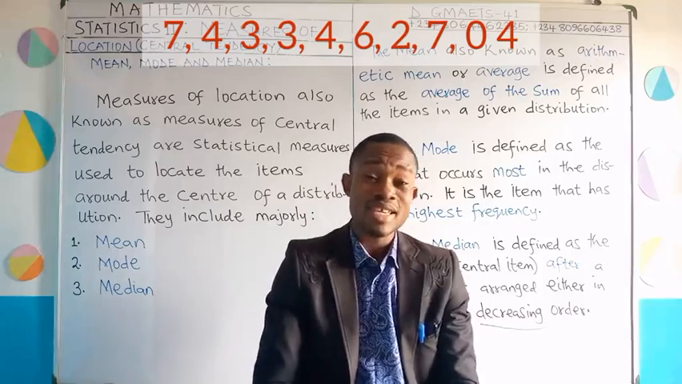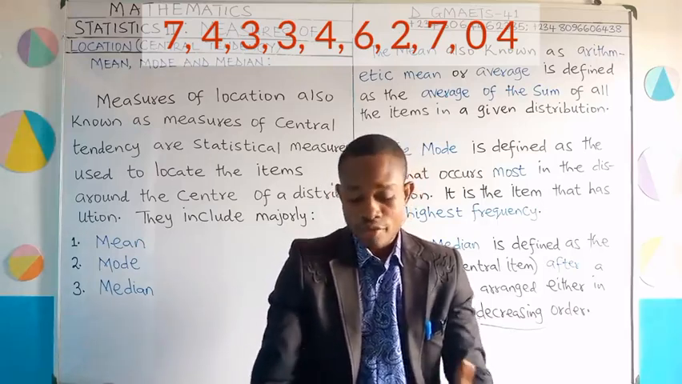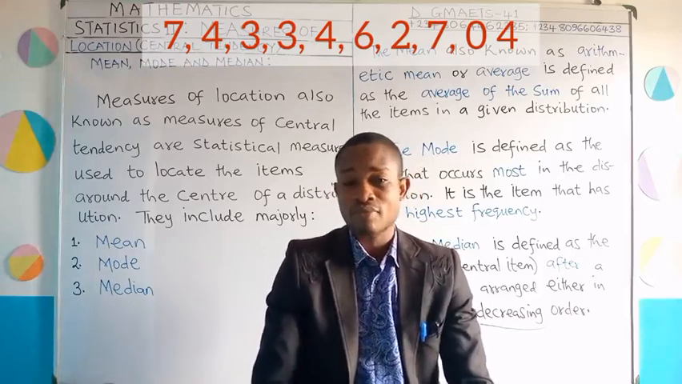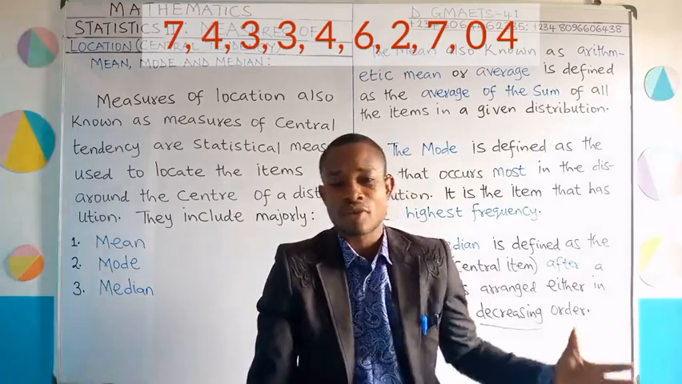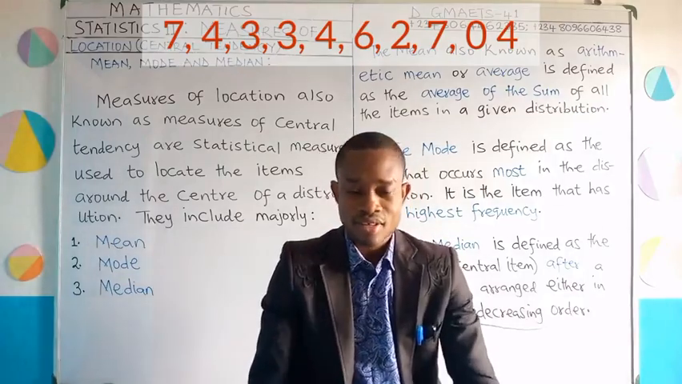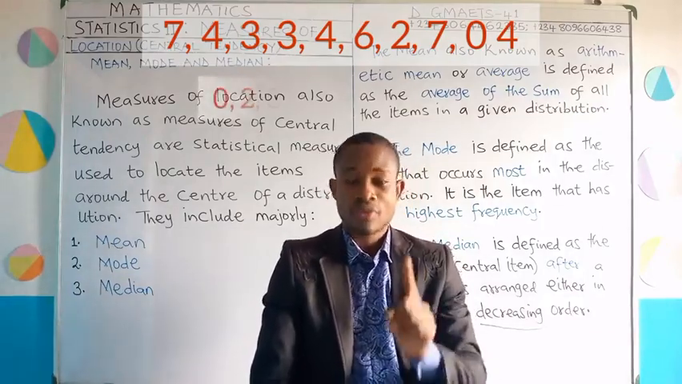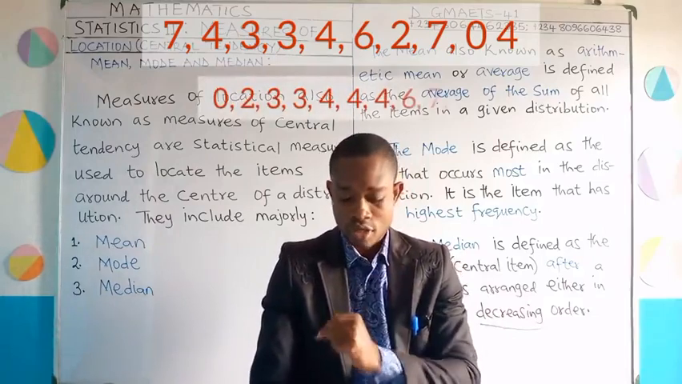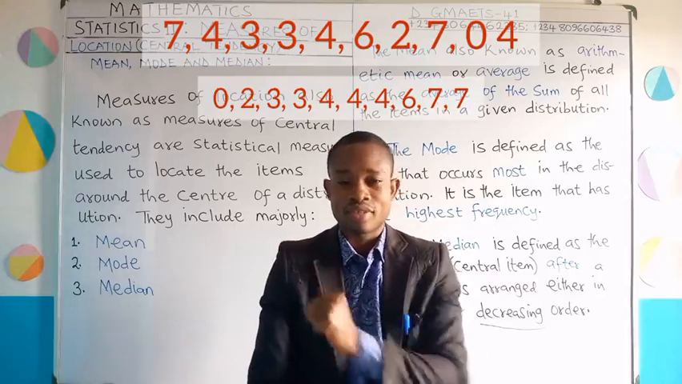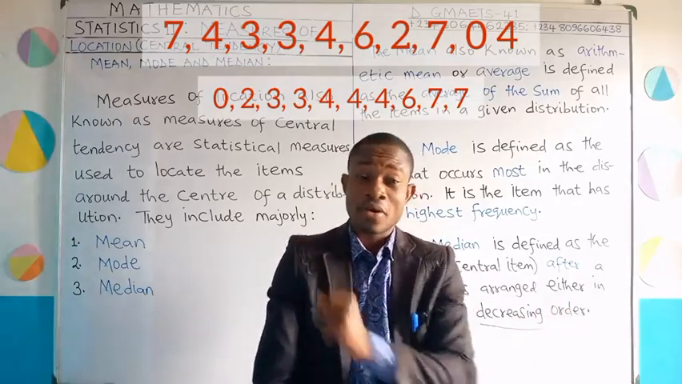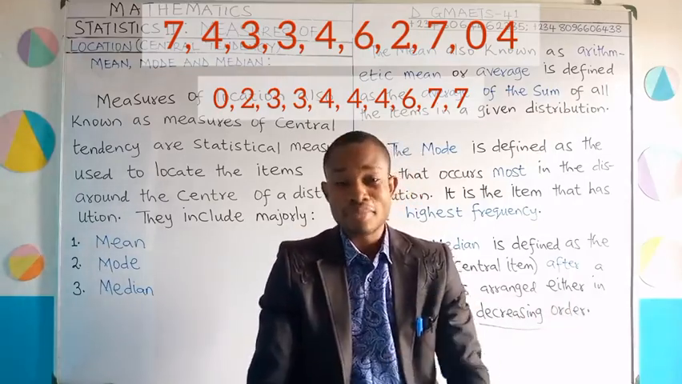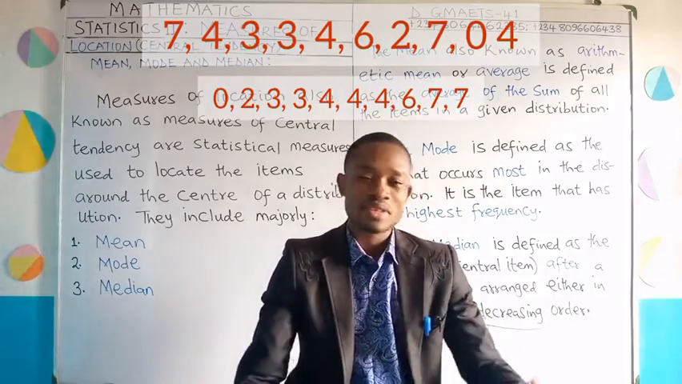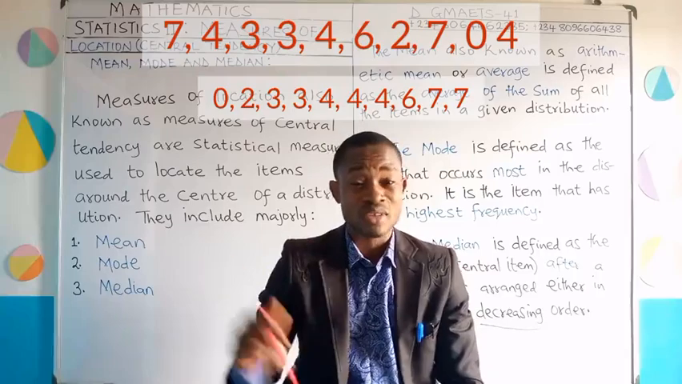What about the median? Now the median, you have to arrange that distribution first. I always prefer arranging it from the smallest to the highest. So we have 0, 2, 3, 3, 4, 4, 4, 6, 7, 7. I've arranged it in increasing order. So what is the median? The middle item.